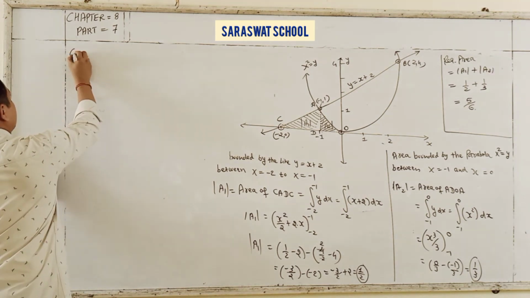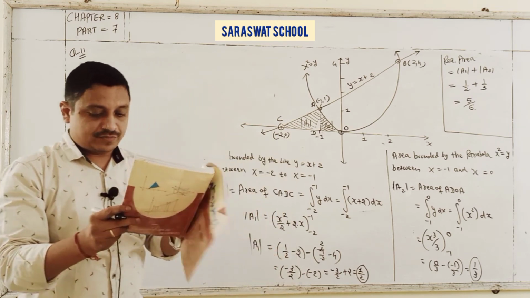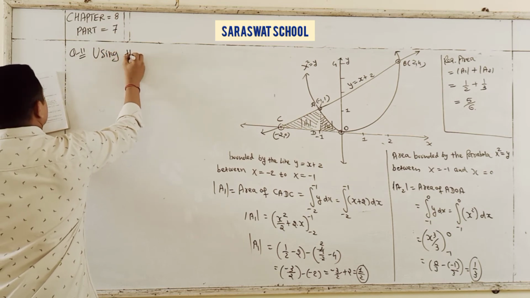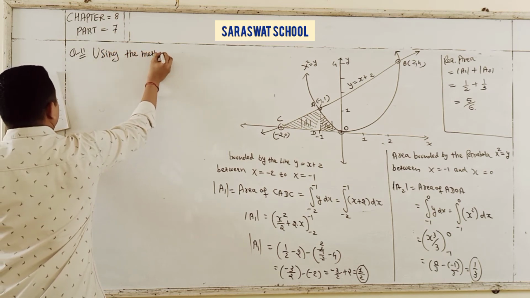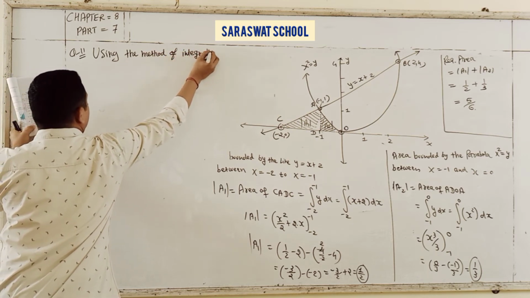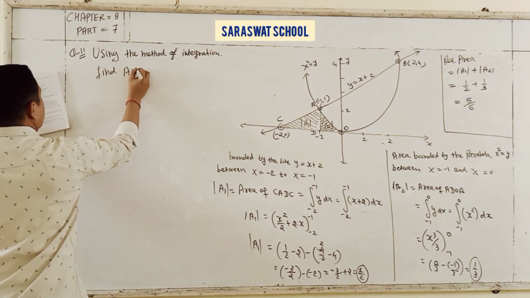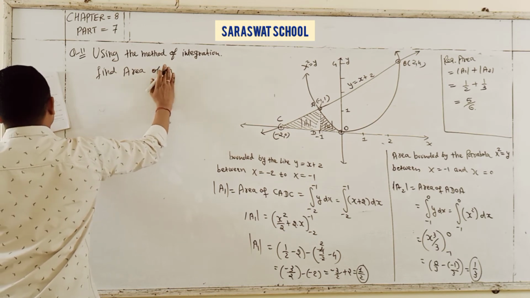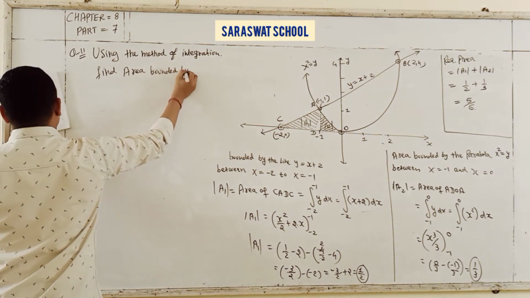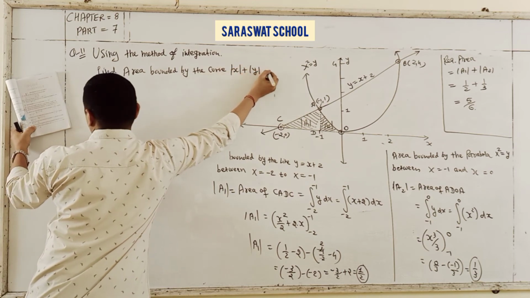Find using integration the area of the region bounded by these lines, using the method of integration. Find the area bounded by the curve |x| + |y| = 1.